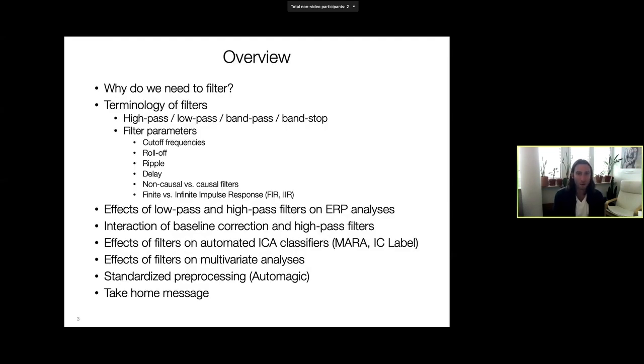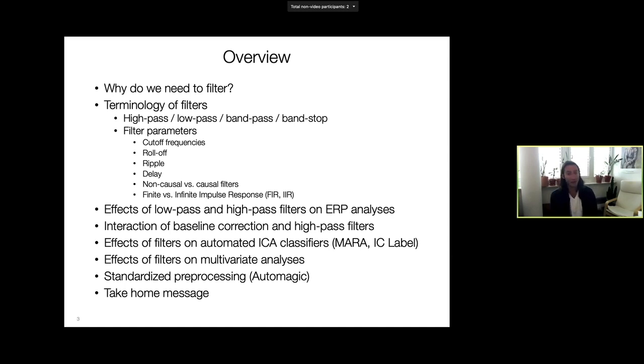So here you see the overview of the lecture. First, we discuss why we actually need filters, and then I will introduce different terminology of filters. Afterwards, I will show the effects of low-pass and high-pass filters. Afterwards, I will present some problems when combining baseline correction with high-pass filters.